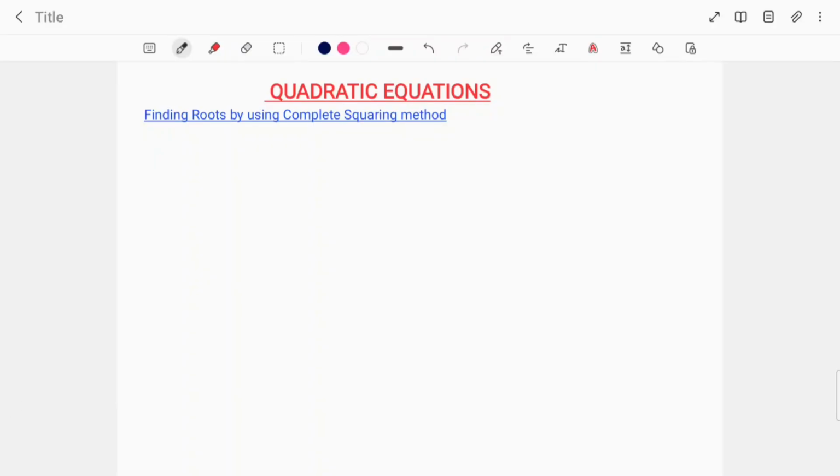Hi children, today we are going to discuss quadratic equations, finding the roots by using the completing square method. Last class we discussed how to find the roots of a quadratic equation by using the factorization method. In that case we took one quadratic equation, x square plus 4x plus 3 equal to 0, and we got two roots, minus 3 and minus 1.